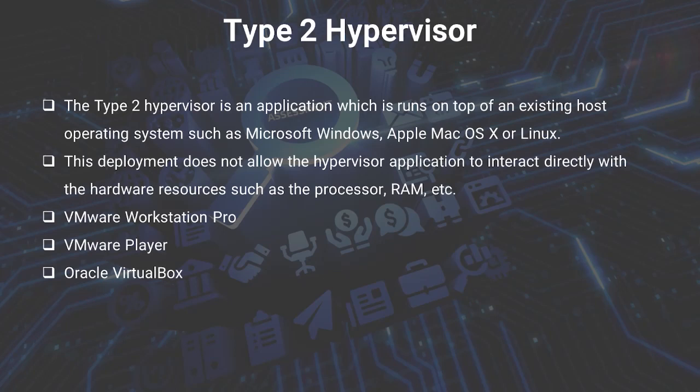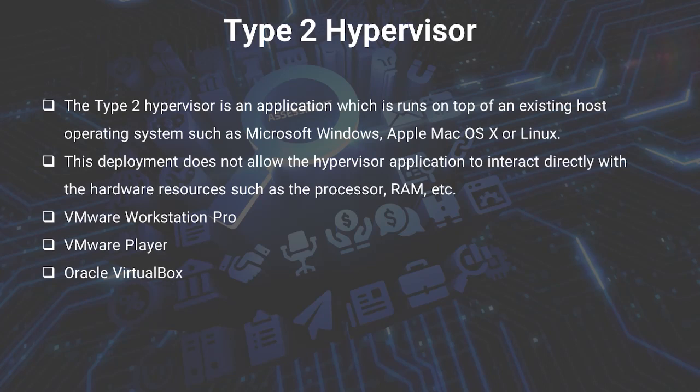Another type of hypervisor is a type 2 hypervisor. The type 2 hypervisor is simply a software application which runs on top of your existing host operating system. The host operating system is the operating system that is currently running on your computer. So to put it simply, the type 2 hypervisor installs on top of your existing operating system.